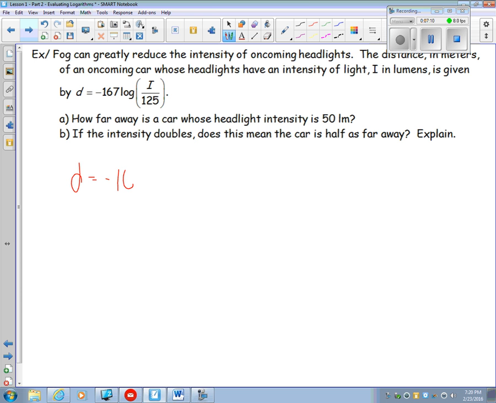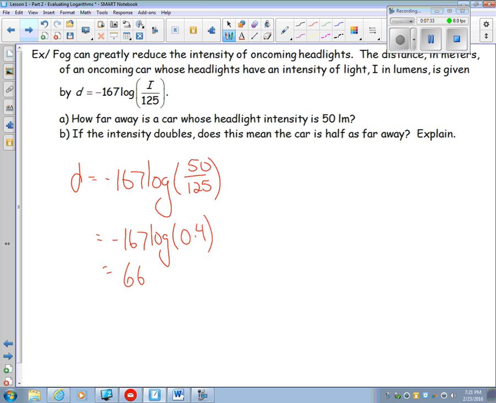And we're using our equation here. The intensity is 50, so 50 over 125. Which I can turn into a decimal just to make my life a little bit easier. Or you can put it in brackets if you want to. There's nothing wrong with using the brackets when you're dividing on your calculator. 50 divided by 125 is 0.4. I punch that in all the way it looks, and I end up with 66.5 meters. Okay, and actually, I think I took part B off your lesson, so don't worry about part B.